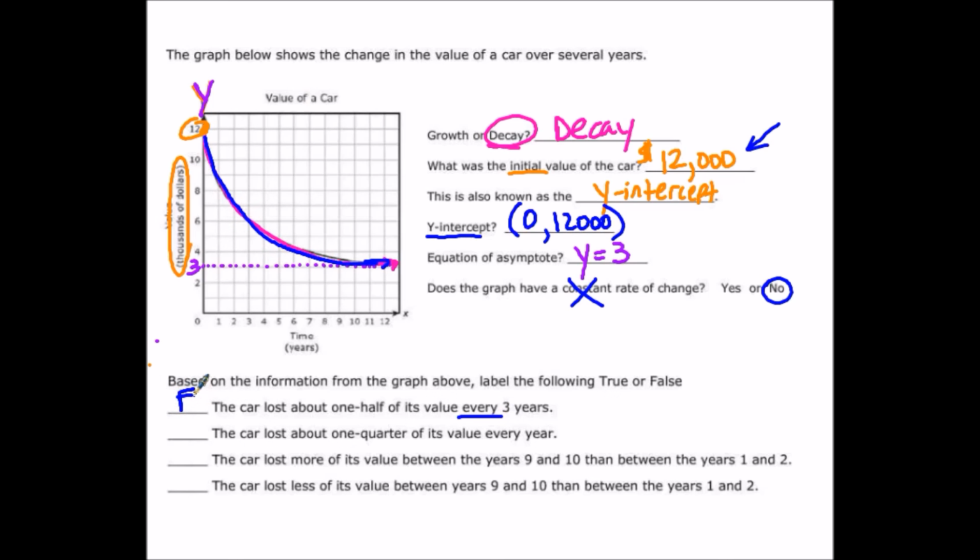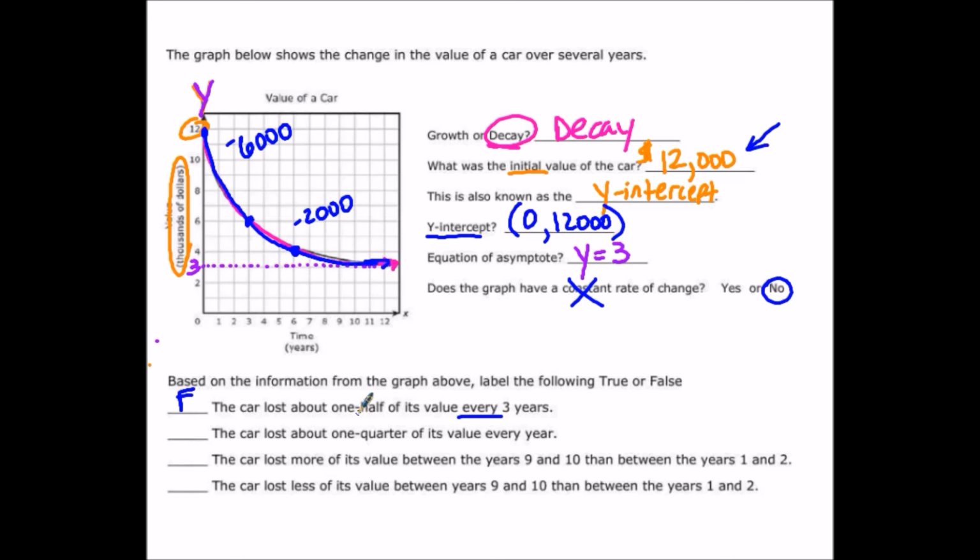And if you want to check it out, the first 3 years, it was at 12. Now it's at 6. So let's just write that down. It lost 6,000. And then from 3 to 6, it's right here at 4. But in here, it only lost 2,000. So did it lose half? 2,000 is not half of 6,000, so that's definitely why it's false.